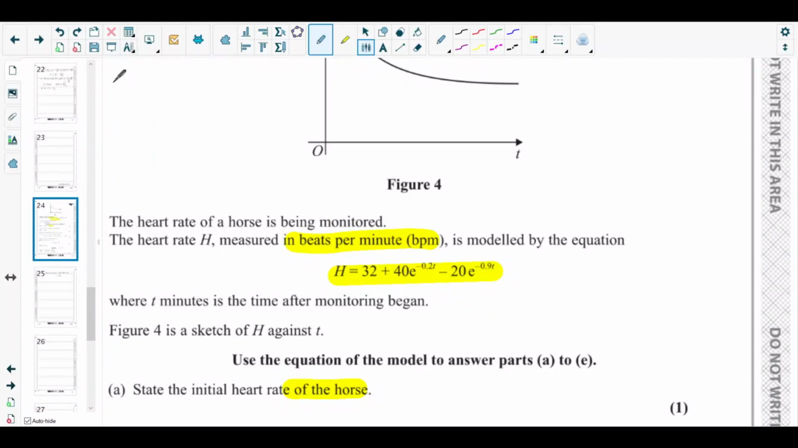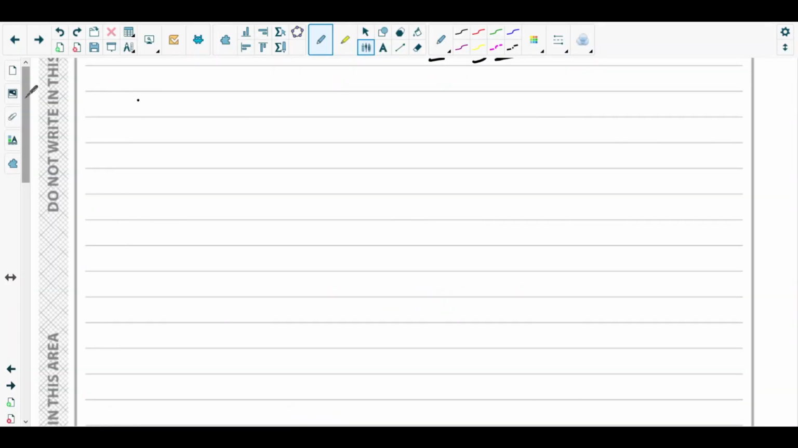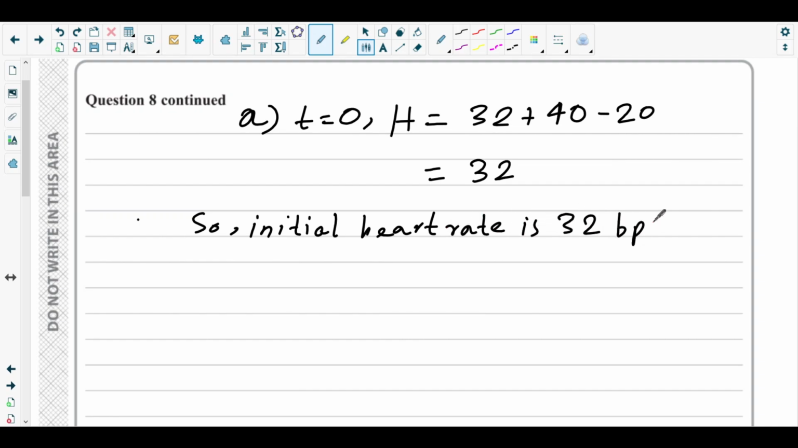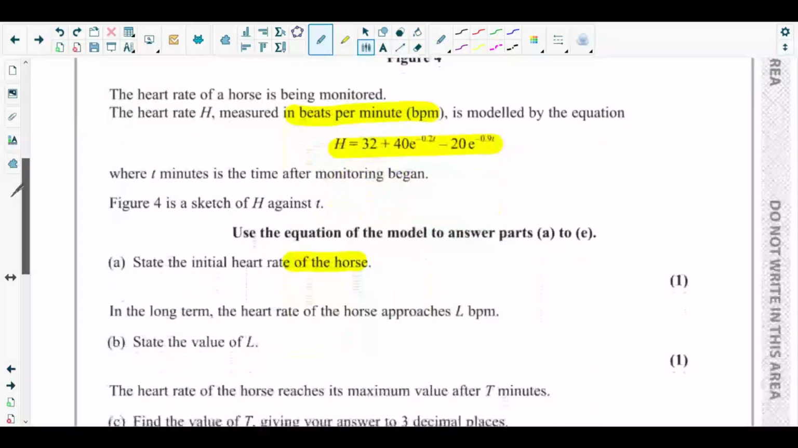So what we can write is: the initial heart rate is 52 BPM. That's what part A has asked for.